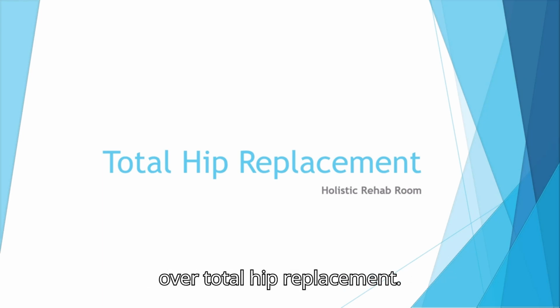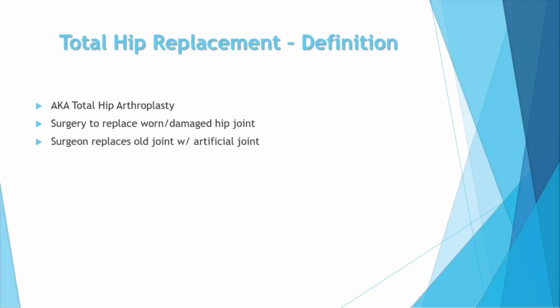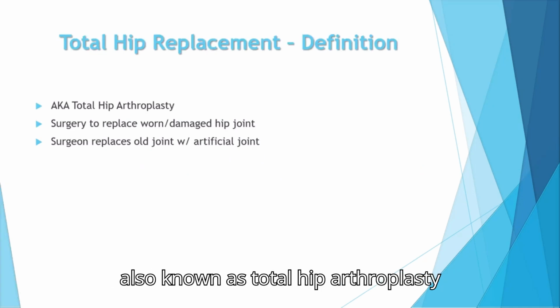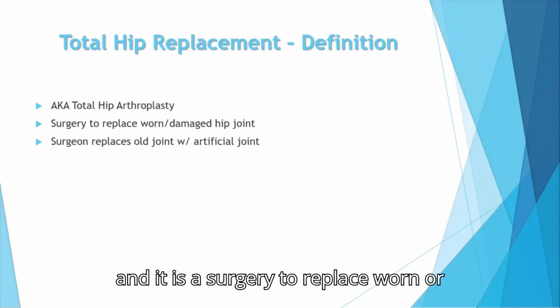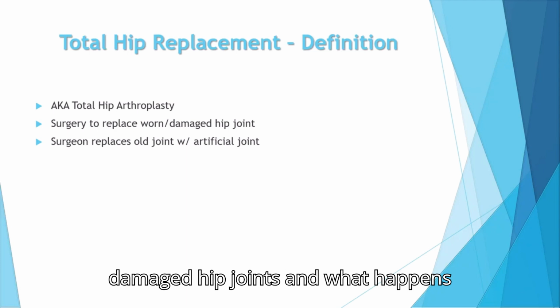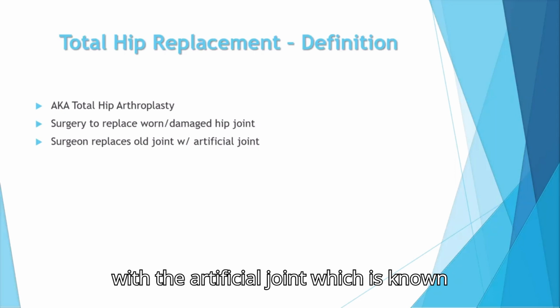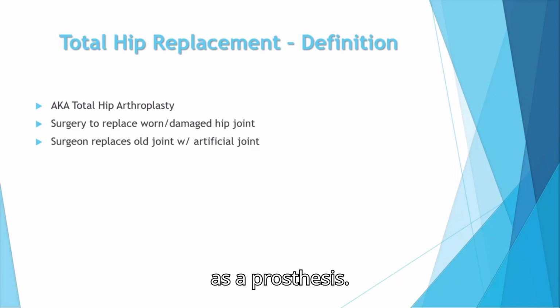Today we are going over total hip replacement. Total hip replacement, the definition, is also known as total hip arthroplasty, and it is a surgery to replace worn or damaged hip joints. What happens is the surgeon replaces the old joint with an artificial joint, which is known as a prosthesis.